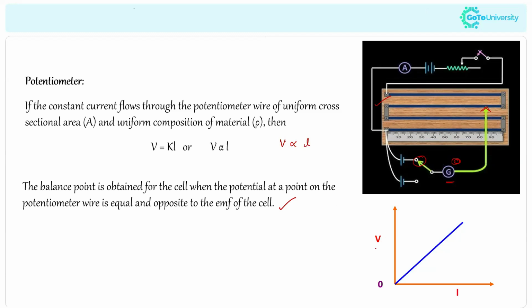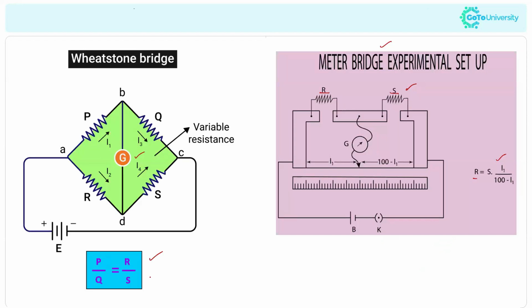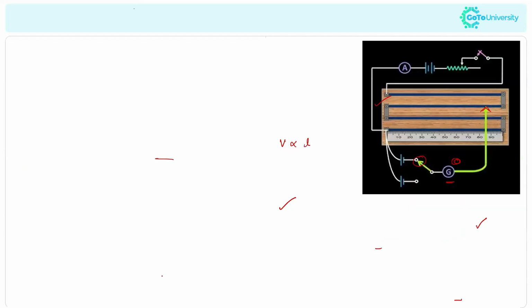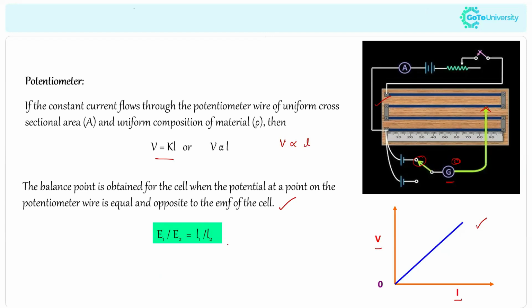And whenever we draw the graph between the potential and the length, it will be a diagonal linear line. When you write this in equation form, it can be written as V is equal to K times L. And in the case of the potentiometer, like how we used P divided by S for the Wheatstone bridge, here we will use the balancing equation E1 divided by E2 is equal to L1 divided by L2. So this is all about the current electricity topic.